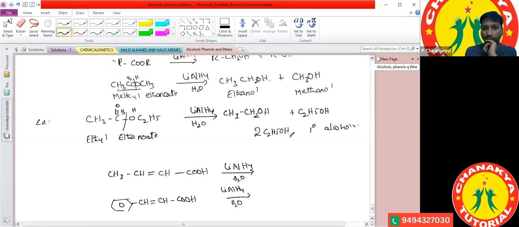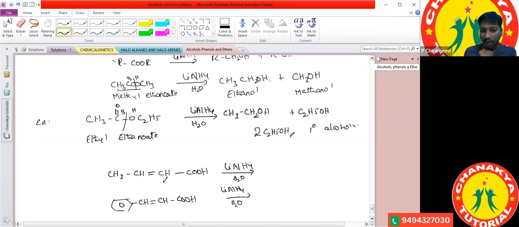This is a JEE type question, an exception case. That's why I'm asking. Does lithium aluminum hydride reduce carboxylic acid as well as the unsaturated site, or does it reduce only carboxylic acid? Condition applies. Let us see.